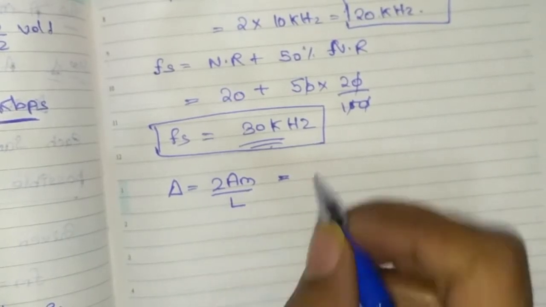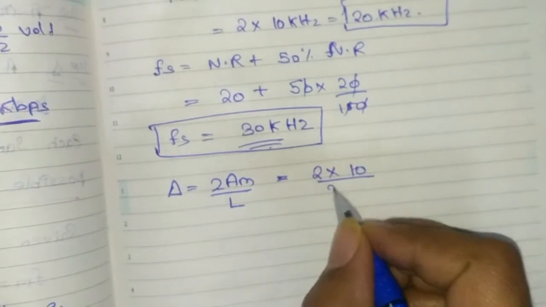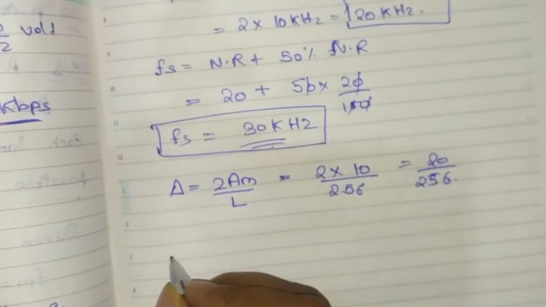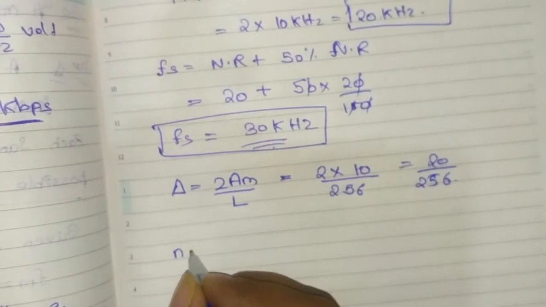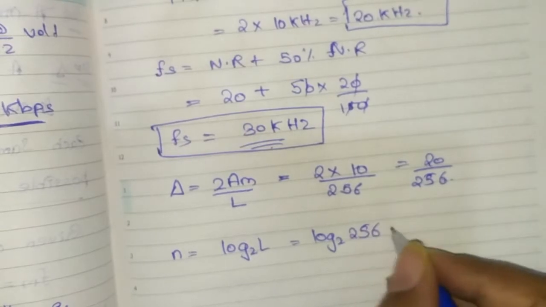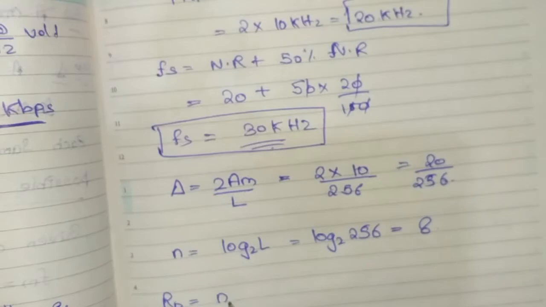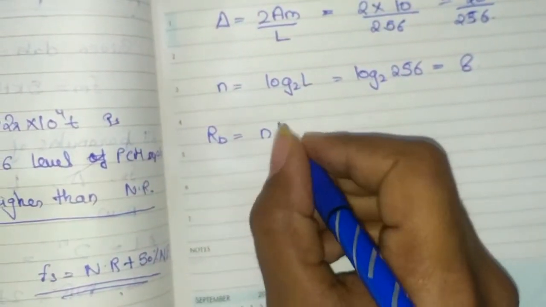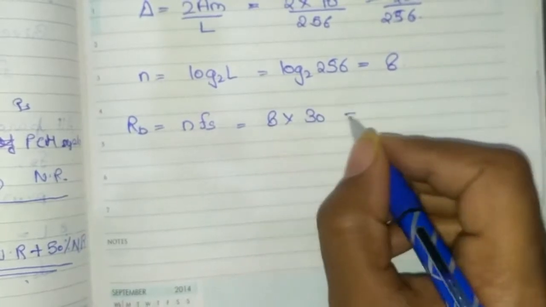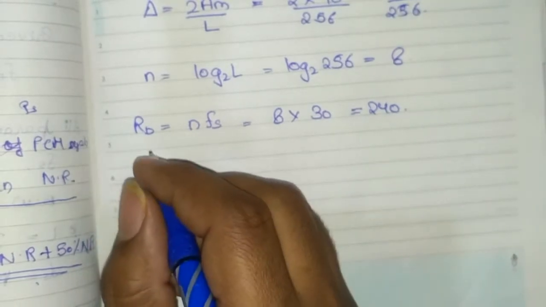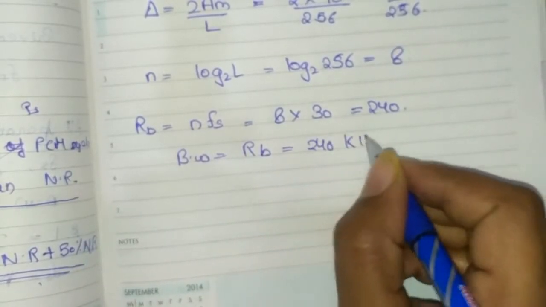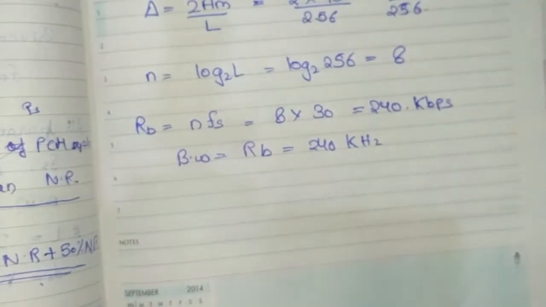Step size was 2 Am divided by L. 2 Am is 20, L was 256, so 20 upon 256. What is n? n is log 2 base L, log 2 of 256, which is equal to 8. Now the bit rate is equal to nFs, equal to 8 into 30, which is 240. Okay, bandwidth is equal to Rb, which is 240 kilohertz, kbps, kilobits per second.